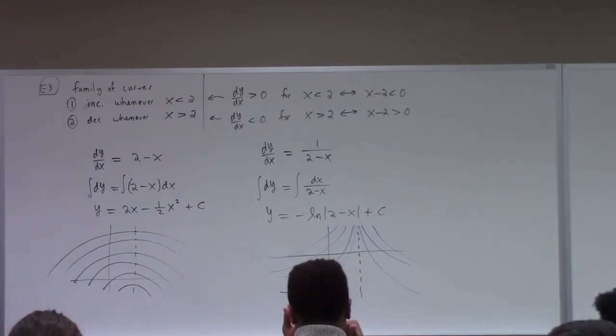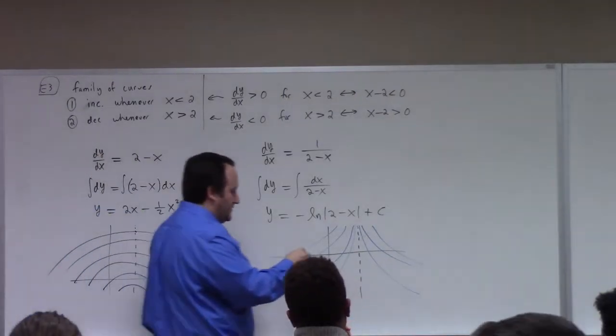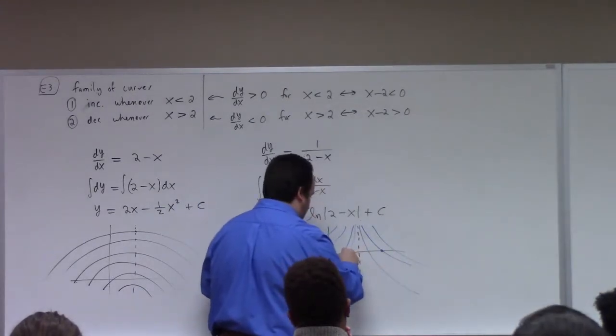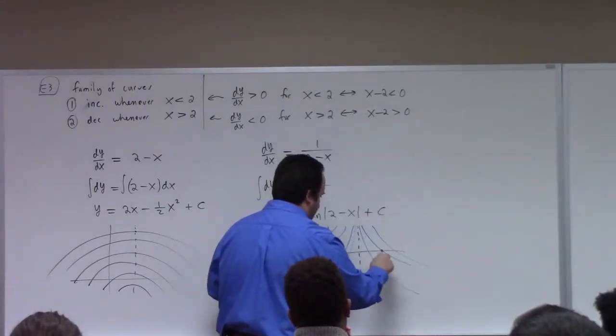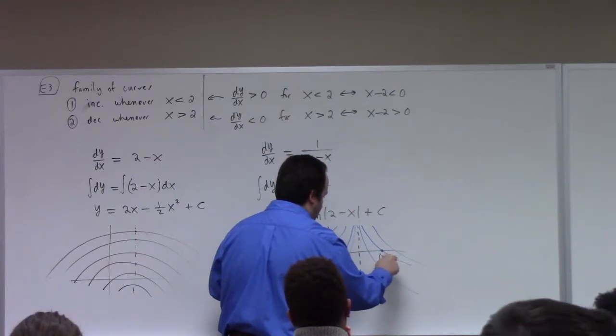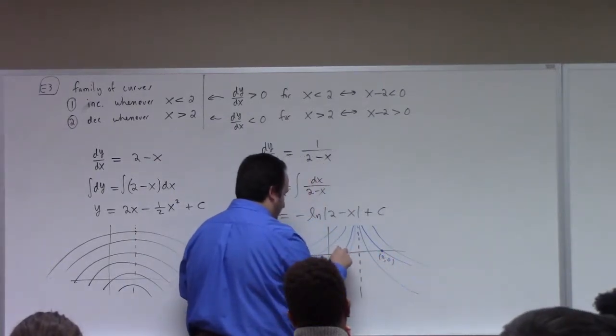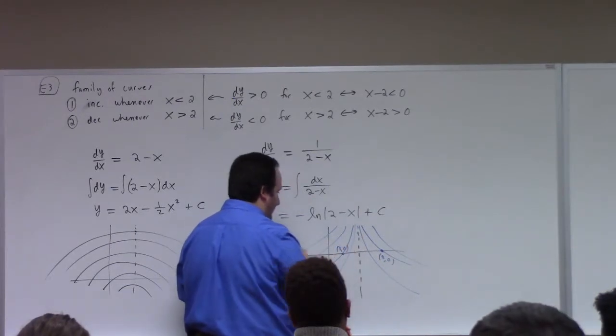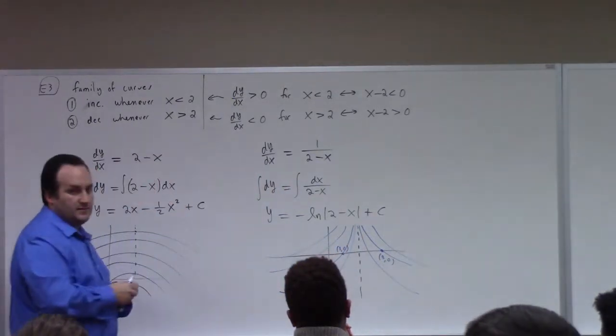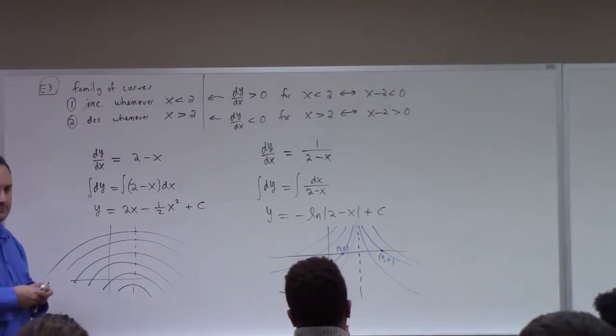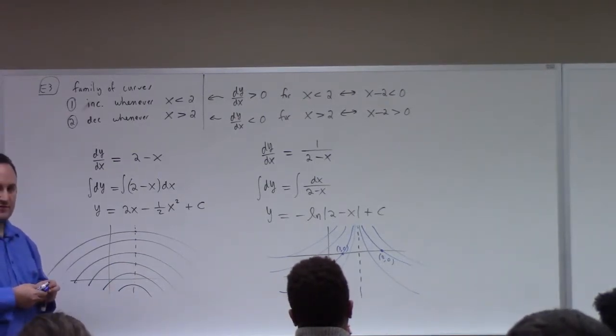If c is equal to 0, that's the one that has 3, 0 and 1, 0 on the graph. That's the c equals 0 curve, because natural log of 1 is 0, so that's 1 unit to the left or right of 2.